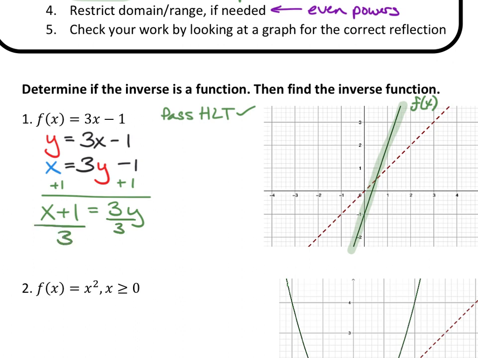Now I don't need you to necessarily clean this up for this lesson. We can leave it as the big fancy fraction, or the big non-fancy fraction, I guess. y equals (x plus 1) over 3 is absolutely fine for me.